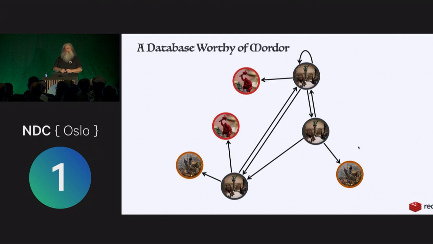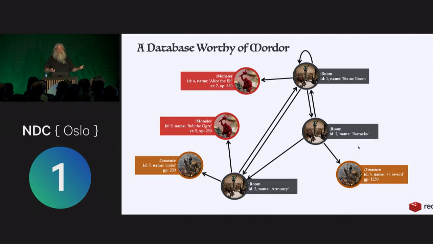A graph database is then when you take this graph model and you represent it digitally, and you lay data over top of it. So then the nodes become things that you care about. And then you can put data on those nodes. So these nodes represent rooms of a dungeon and properties on those rooms in the dungeon. And they represent the monsters of a dungeon and the treasure in a dungeon. And so here we have a monster, Alice the Elf, and another monster, Bob the Ogre.